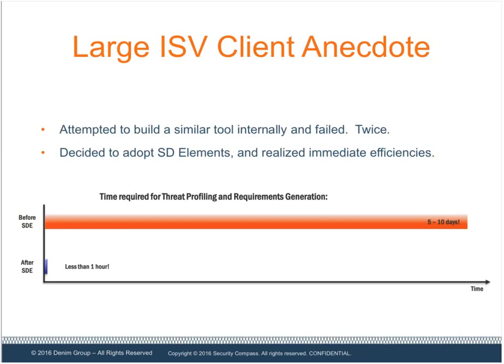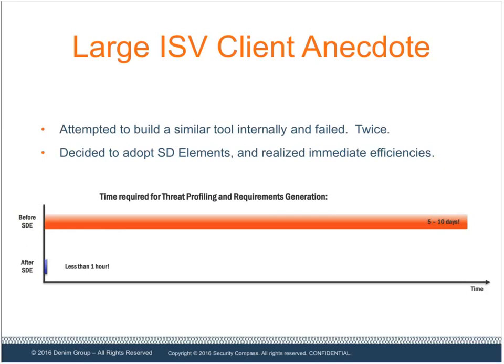They had tried to build a tool similar to SD Elements internally and failed a couple times, and they decided to adopt SD Elements and realized the efficiencies almost immediately. They had a process where they had their own requirements database, and for every application they would have to go through this long process of going through the database, figuring out which requirements applied to the application before they could move forward with the list of threats and requirements for each app.